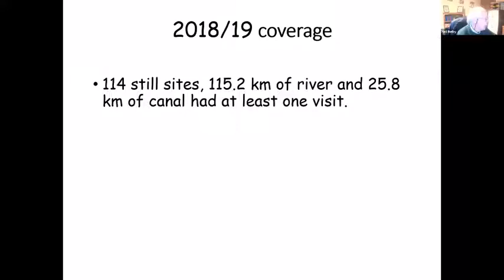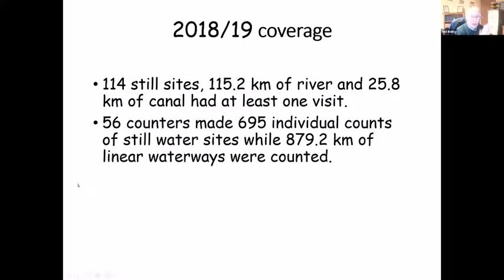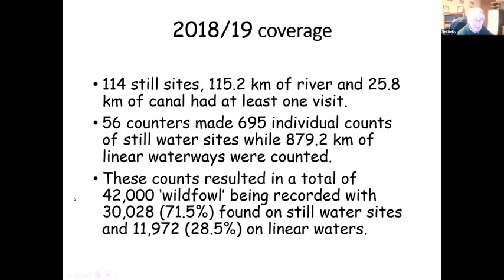And I'm going to use the last of those 25 seasons, or winters, the 2018-19 one, just as an example of a typical winter. As you can see, this shows how many still sites and river and canal sites had at least one visit. In that season, 56 counters made 695 individual counts on still waters, and almost 900 kilometres of linear waterways were perambulated. And these counts resulted in an exact total of 42,000 wildfowl.